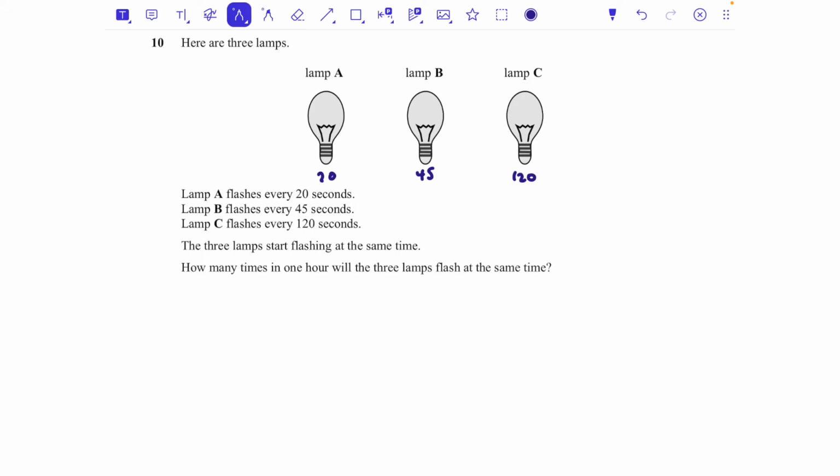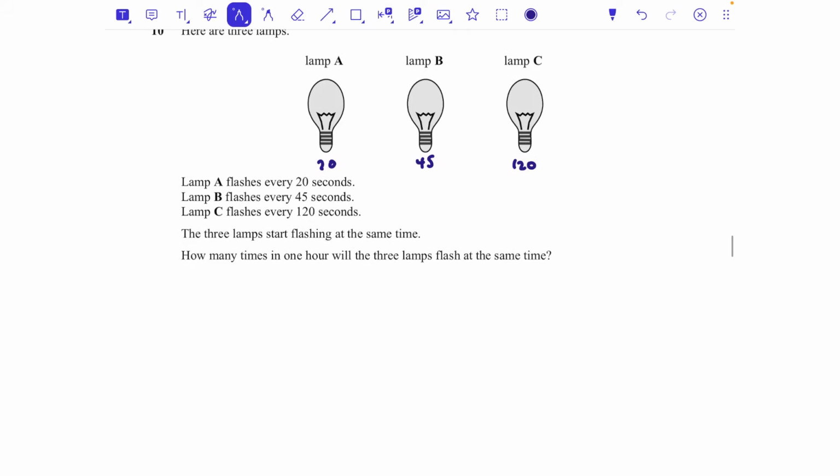So it'd be helpful for us to know here how long it takes for them to flash at the same time again. And that is looking for the lowest common multiple. So I'm looking for the first number that's in the 20 times table, the 45 times table, and the 120 times table. Okay, so the lowest common multiple of those three values.